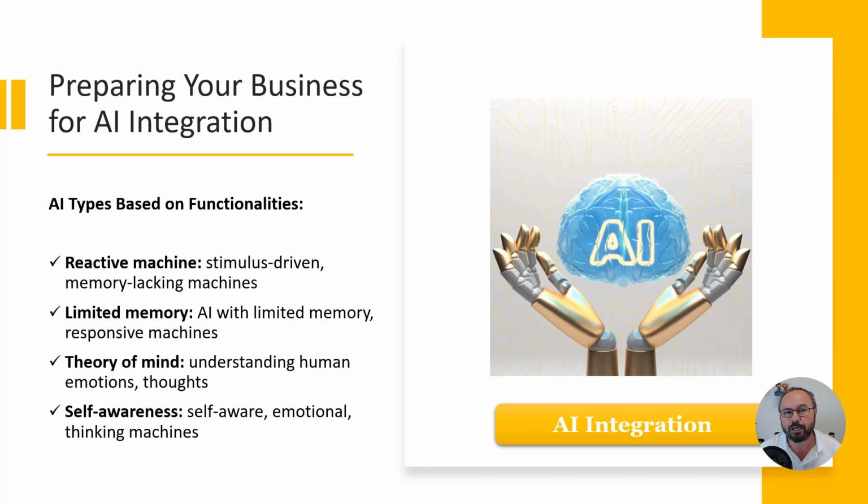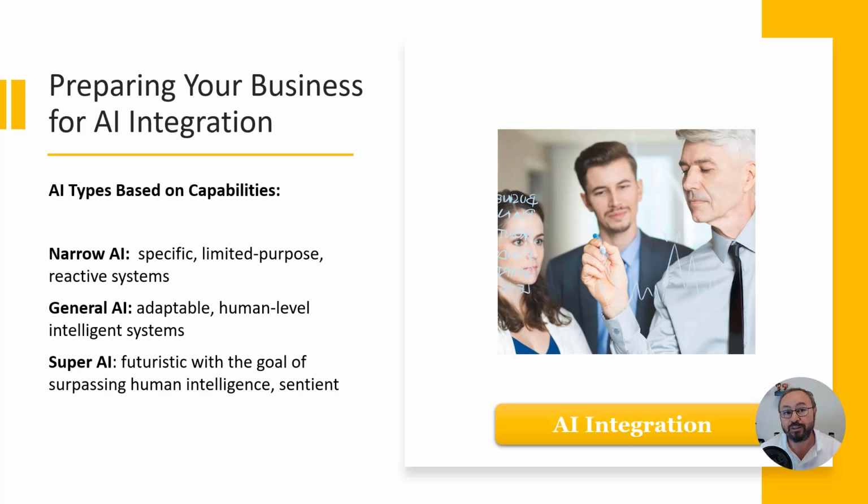Then we have AI types that we want to think about that are based on functionality. So that's going to be reactive machine, limited memory, theory of mind, self-awareness. Again, these are all variations that could be implied with AI, automated intelligence. Then we also have narrow AI, general AI, and super AI. I won't dive into the details of each. They're sort of beyond the scope of the course, but I wanted to at least point out how complex AI can really get and how specialized it can get as well.